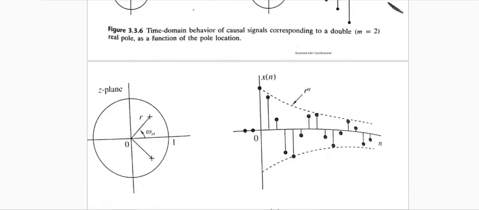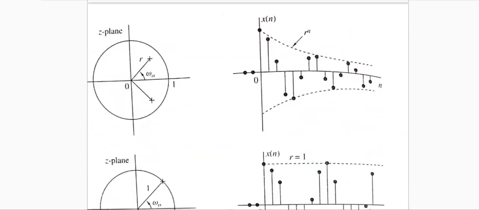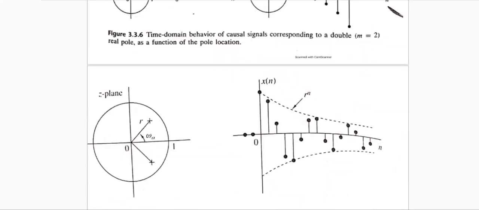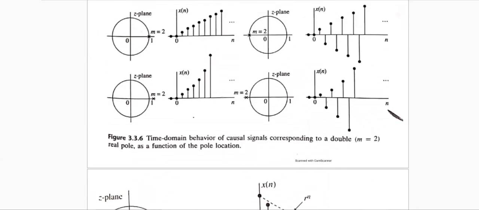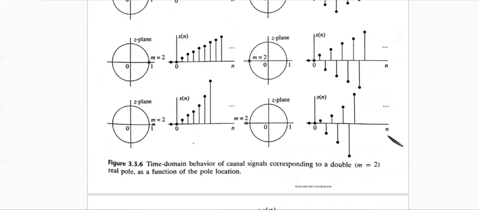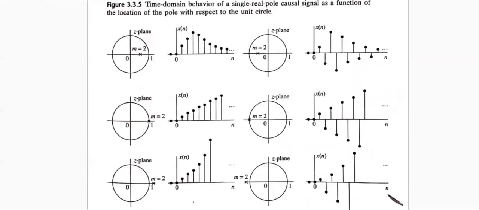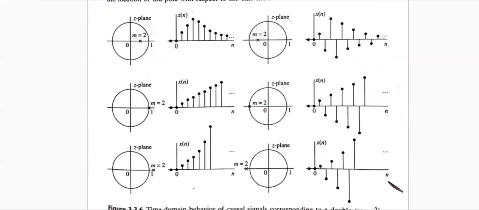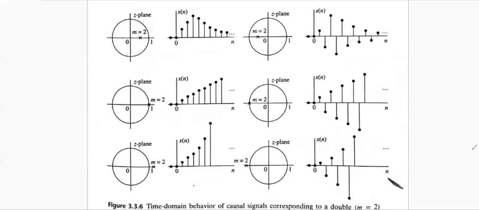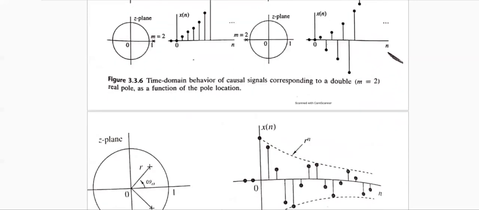Okay, so in the case of figure number 3.6, we have talked about all real poles. Here you have the real poles in the real axis. So that means alpha is a real number. However, alpha can be a complex value.